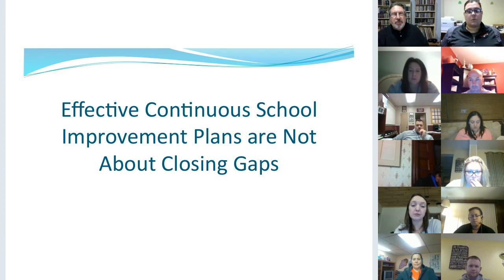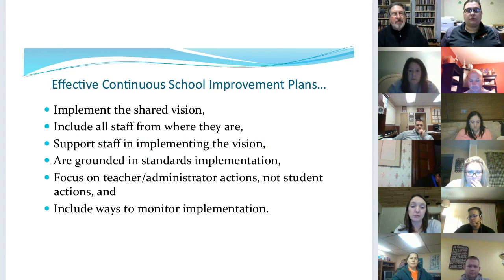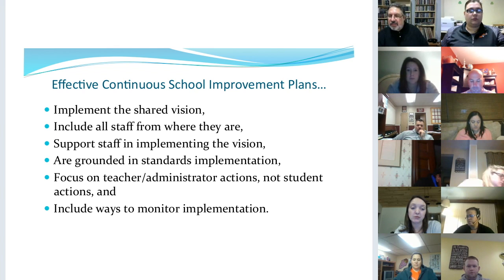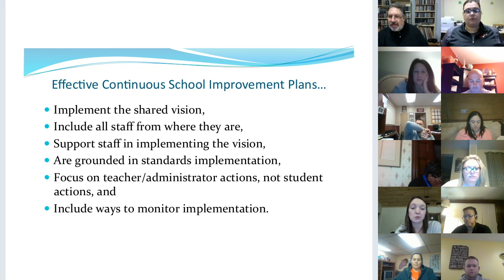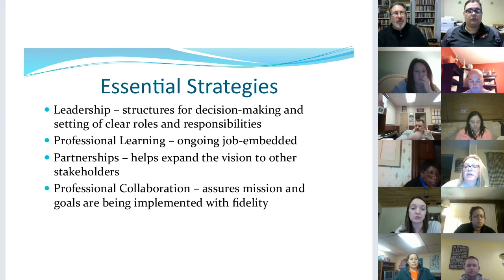Effective continuous school improvement plans are not about closing gaps. They implement the shared vision, include all staff from where they are, support staff in implementing the vision, are grounded in standards implementation, focus on teacher administrator action, not student actions. It's what we're going to do. And include ways to monitor implementation, which is another way of saying hold people's feet to the fire, hold them accountable. Find ways to hold your staff accountable, and I'm going to teach you some ways to do that.